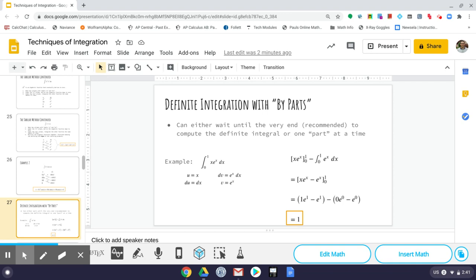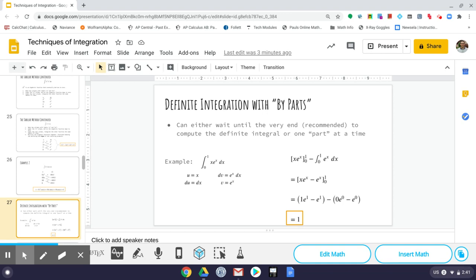And that's actually how I'm going to show it to you. So just do everything at the very end. You'll only have to do one f of b minus f of a to really compute that definite integral, as opposed to trying to keep in your head, did I do that first part first? Or do I still need to compute that part at the very end? I just, for your sake, think it's easier to do everything at the very end. All right, so let's take a look at this example.